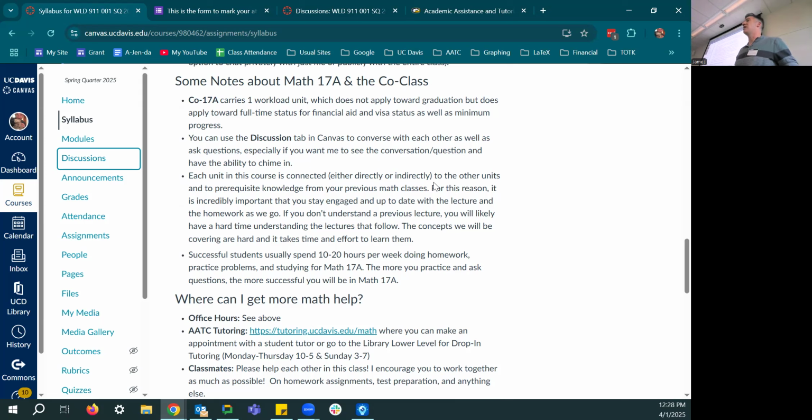But it is important to kind of keep up with the material as you go, right? If you let yourself get behind, it's really challenging to catch back up. So definitely, I would encourage all of you to stay on top of the material. I think there's something in here about successful students usually spending 10 to 20 hours a week on the class outside of the class itself. That's, I think, fairly accurate depending on your instructor.